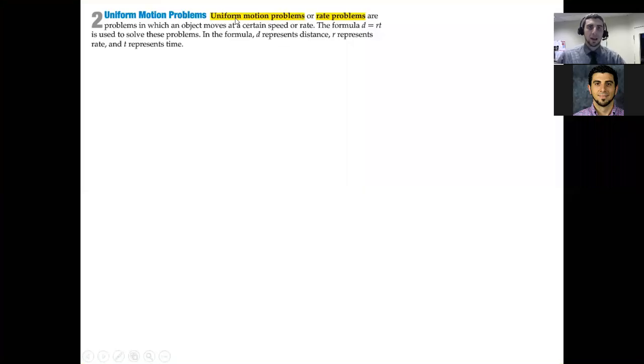All right, guys, we're back for the second video here, and now we're going to talk about something called uniform motion problems. Uniform motion problems, or rate problems, are problems in which an object moves at a certain speed or rate. The formula D equals RT is used to solve these problems. D represents the distance, R represents the rate, T represents the time. So distance equals the rate times the time.